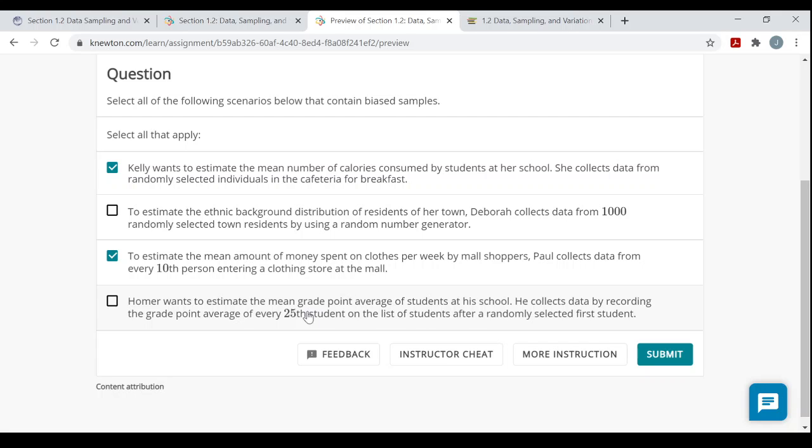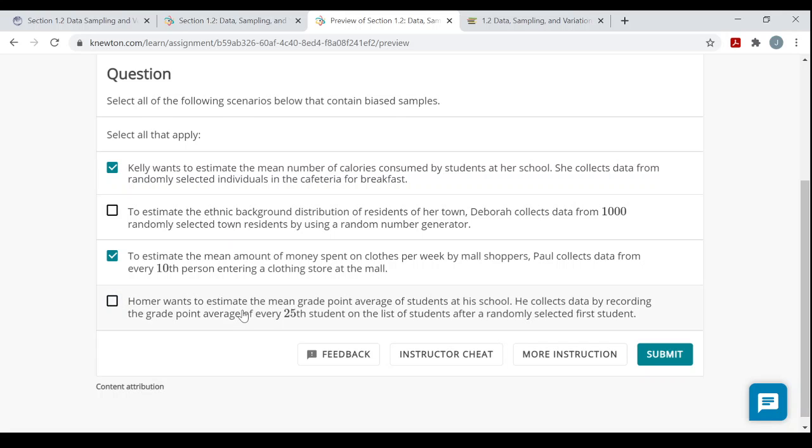All right, so this is like the last problem, only instead of, I forget what the other person's name was, it was Homer this time. Every 25th student on the list is selected after randomly selecting the first student, and he's got the whole list of all the students. So he's got the whole population in front of him, and he's doing systematic sampling, which is a valid way of collecting a sample. So that's not biased. So I'll leave it alone.